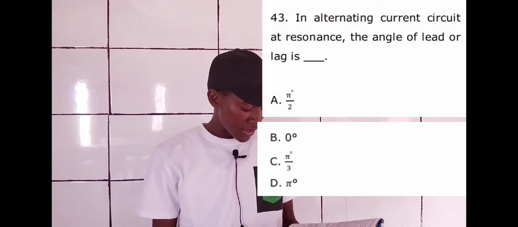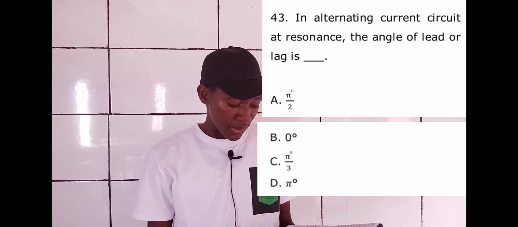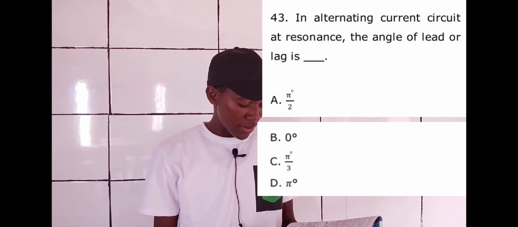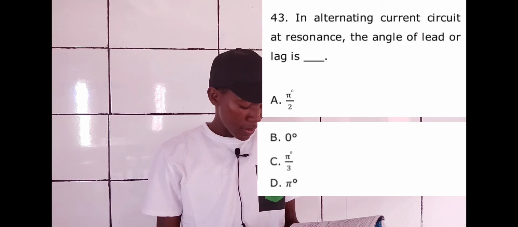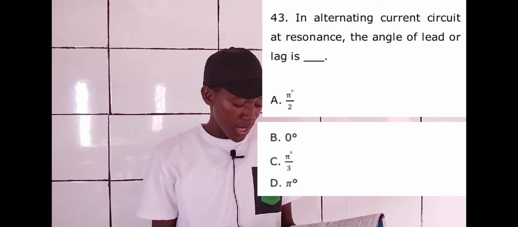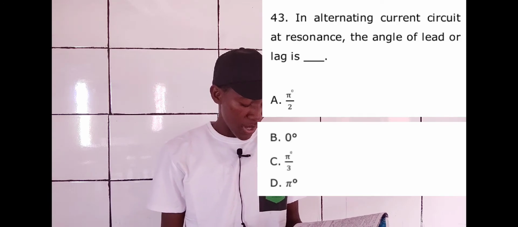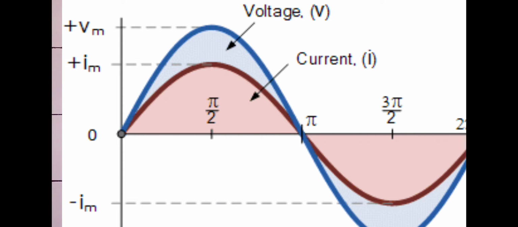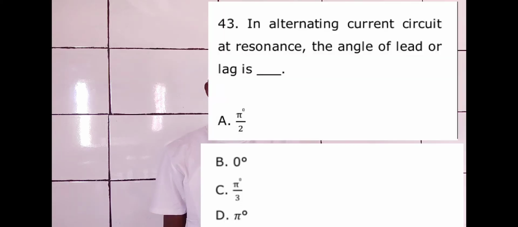Now question number 43. Question number 43 states, in an alternating current circuit at resonance, the angle of lead or lag is: A. Pi degree over 2, B. 0 degree, C. Pi degree over 3, D. Pi degree. Now when we look at this, the answer is pretty straight. Option A, pi degree over 2, is actually the formula for finding the angle of lead or lag. I hope that answers the question.